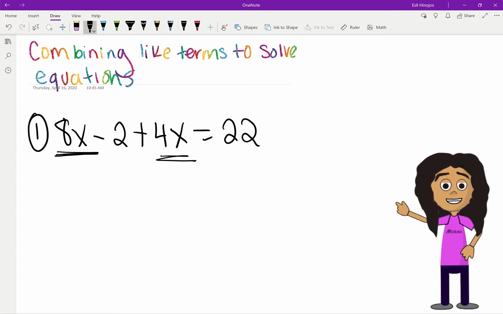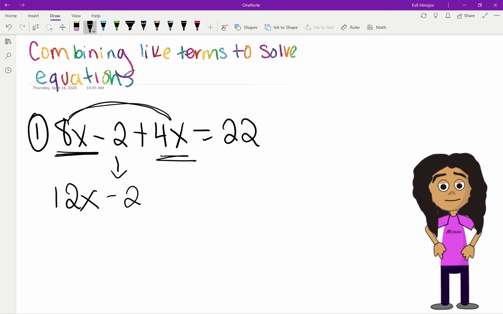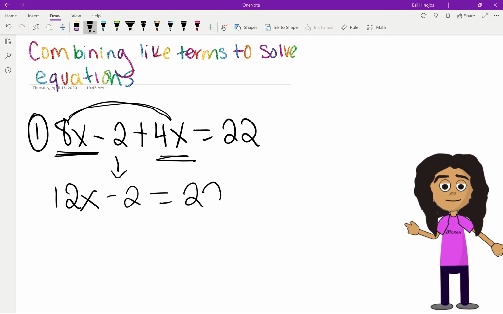So when you combine 8x plus 4x, that is 12x. Basically, you're just adding 8 plus 4, and that equals 12. So now you're going to rewrite this equation. That's all you're doing. So now you're just writing that: 12x minus 2 equals 22. You're just bringing these numbers down into the equation.